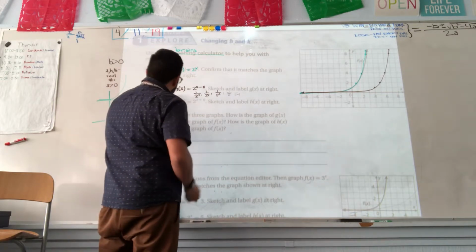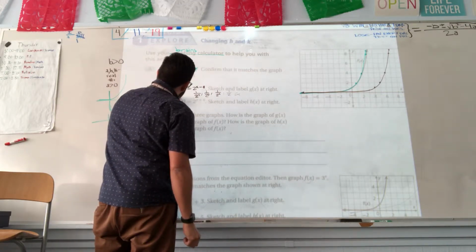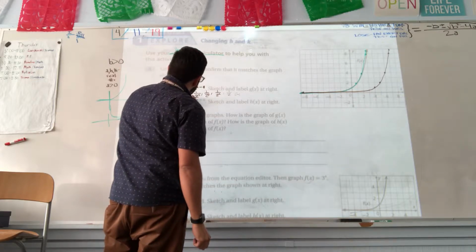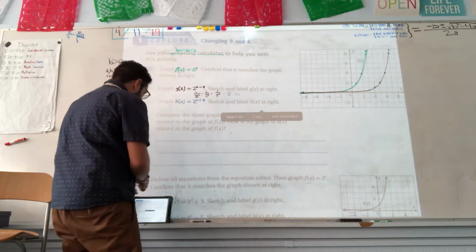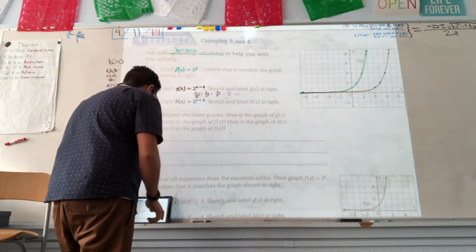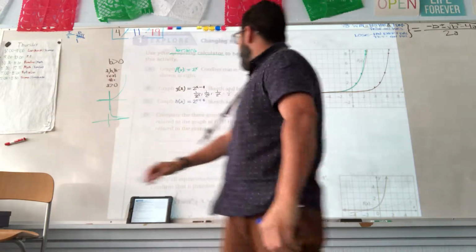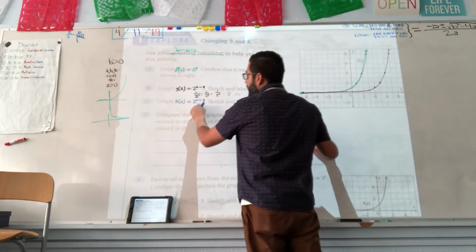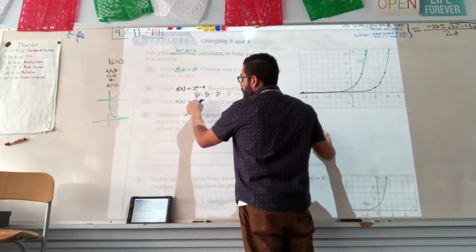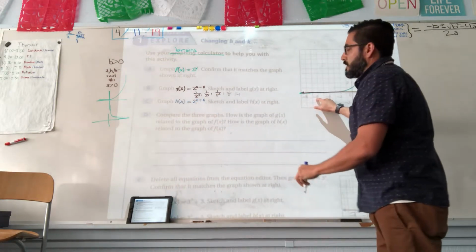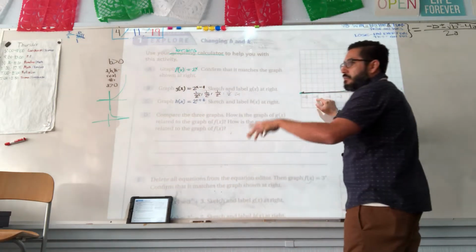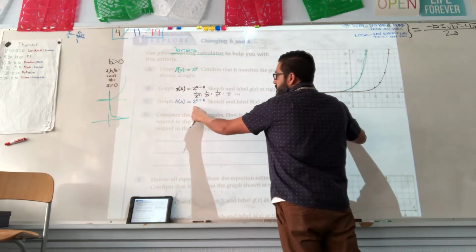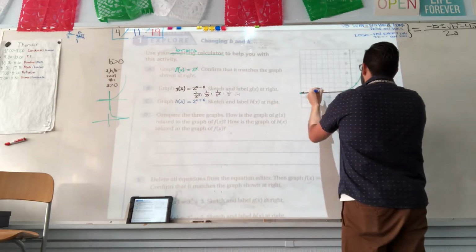You know me, I love my colors. h of x equals 2 to the x plus 6, okay? Now, I just did that so it doesn't shut off on me, okay? So I'm going to start with negative 6. When x is negative 6, right here, okay? Negative 6 plus 6 is 0, so 2 to the 0 is 1.